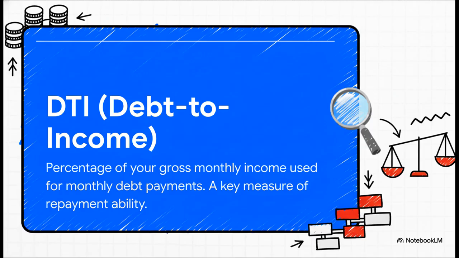This number compares all of your monthly debt payments, and that includes your potential new mortgage, to how much you make each month. It is probably the single most important number lenders use to figure out if you can actually afford this new house payment.